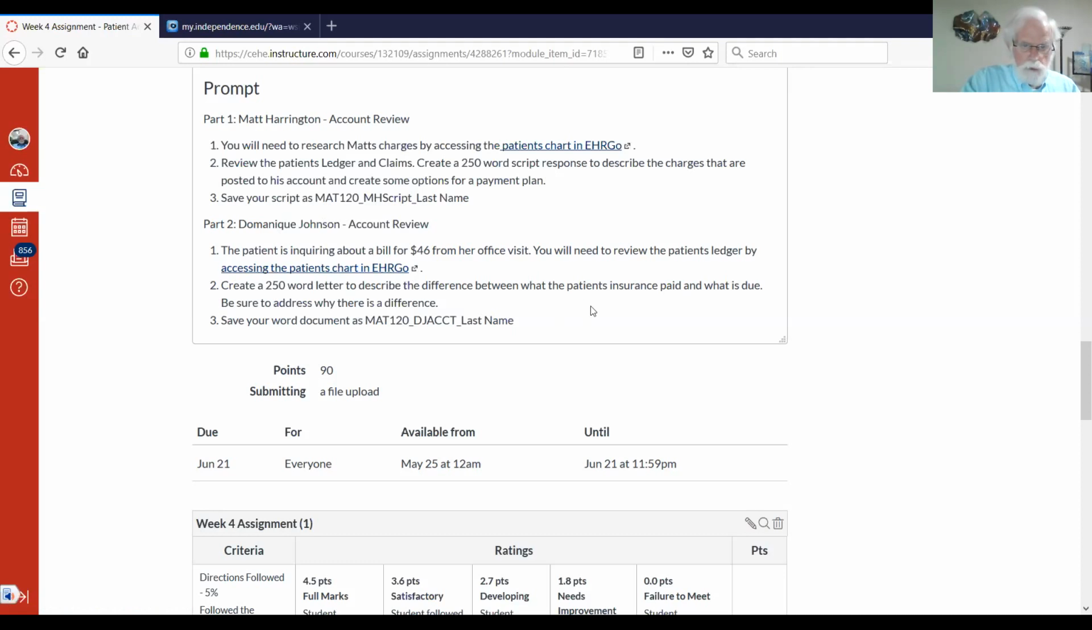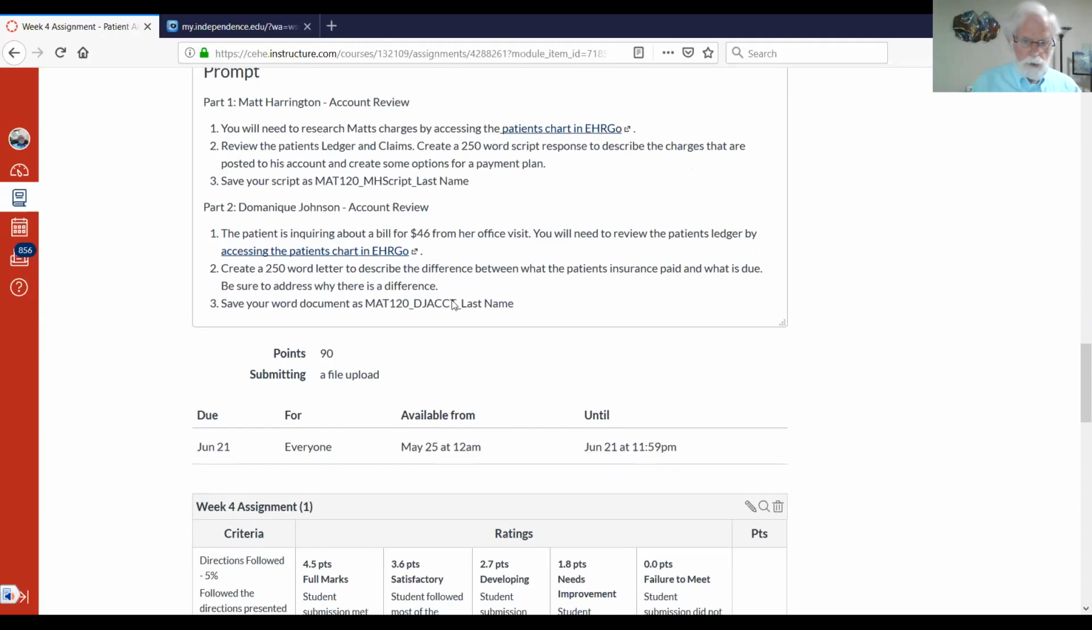The second patient wants to know what's the difference between the insurance payment and what she owes, so you're going to create a letter for her. And then save that as a differently named document. Don't use the same name for the document for both, or it will simply replace the first one you put in. So you need to give it a different name. And then I can look at each one of these and grade the assignment.